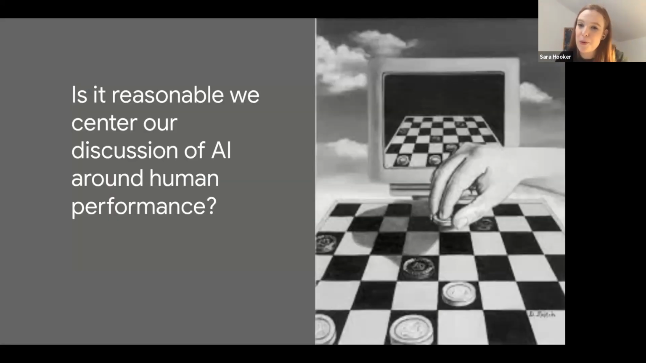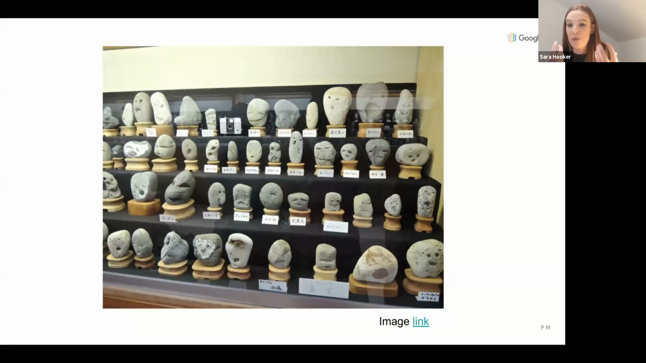And here I want to pause and engage in a little bit of conversation, because is it reasonable to center our discussion of AI around human performance? To frame this, it's interesting to note that we've always had a fascination with making inanimate objects more like humans. This is not intrinsic to the notion of machine learning or AI. So this is a picture. What is the commonality between the rocks in this picture?